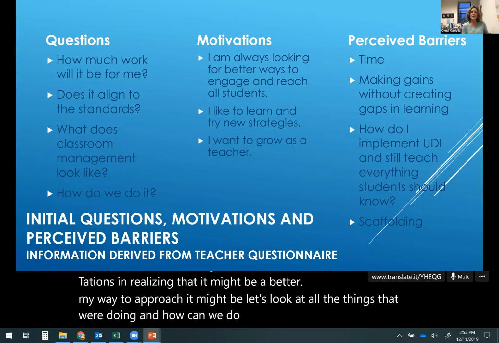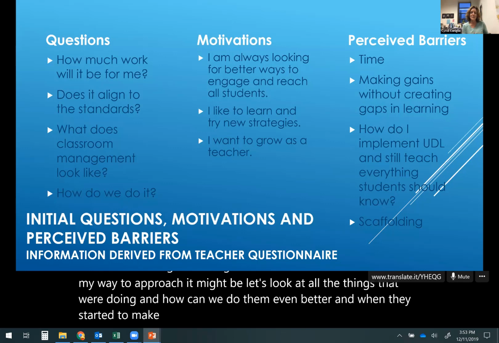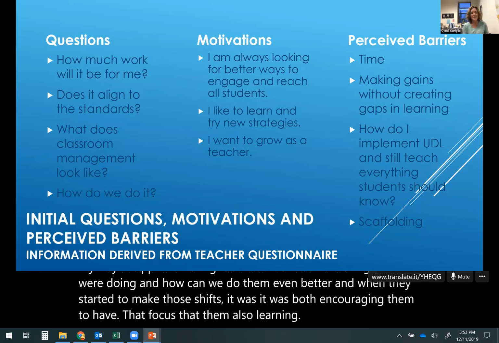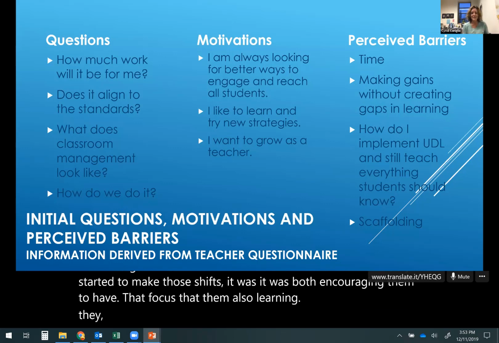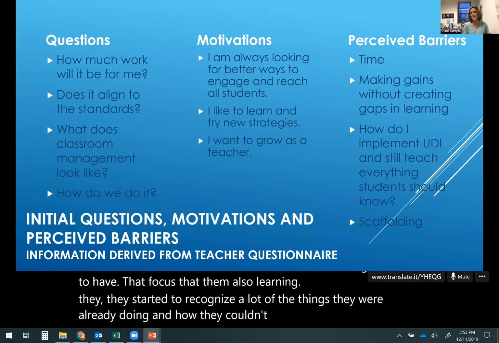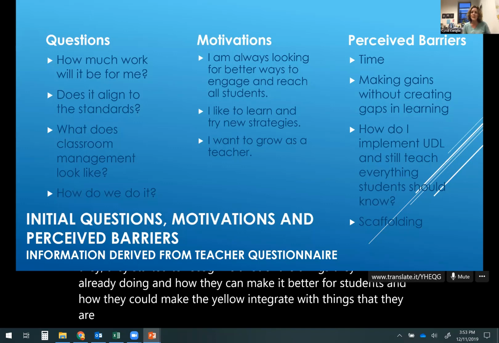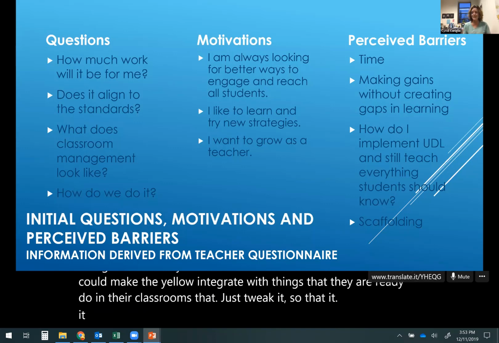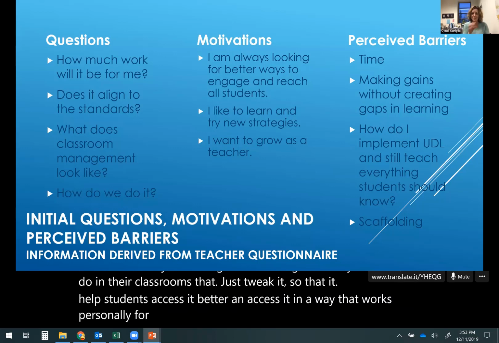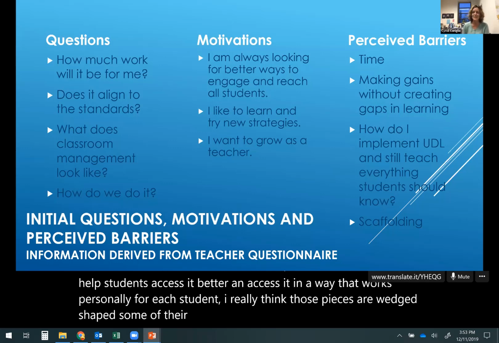And when they started to make those shifts, it was both encouraging them to have that focus, but them also learning more. They started to recognize a lot of the things they were already doing and how they could make it better for students and how they could make UDL integrate with things that they already do in their classrooms, but just tweak it so that it helps students access it better and access it in a way that works personally for each student. I really think those pieces are what shaped some of their comfort level and feeling of success over time.